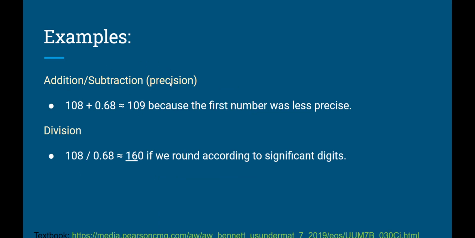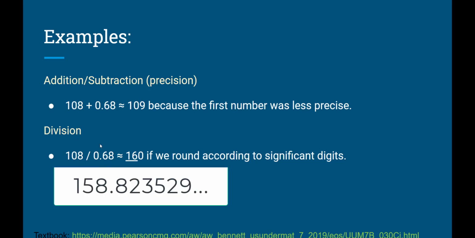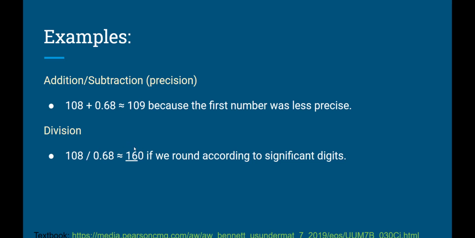For addition and subtraction, again, look for precision. 108 plus 0.68 is approximately 109 because the first number was the least precise number in this sum. For division, think of division as the same as multiplication. Here I have 108 divided by 0.68. When dividing here, remember to round according to significant digits. The denominator in that quotient had only two significant digits. Therefore, we round the final answer so that it has two significant digits.